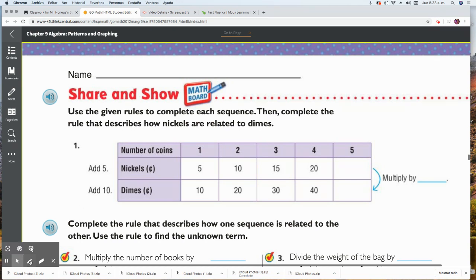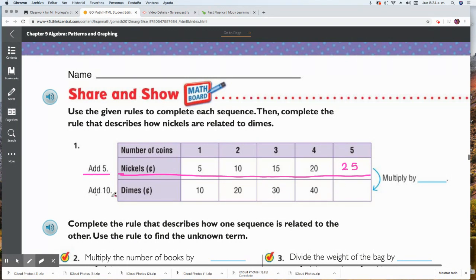Okay, so the rule for the nickels, which is this row right here, is to add 5. Every time we jump to the next box, we're adding 5 to the number. So 5 plus 5 is 10. 10 plus 5 is 15. 15 plus 5 is 20. And what is 20 plus 5? 20 plus 5 equals 25, right?